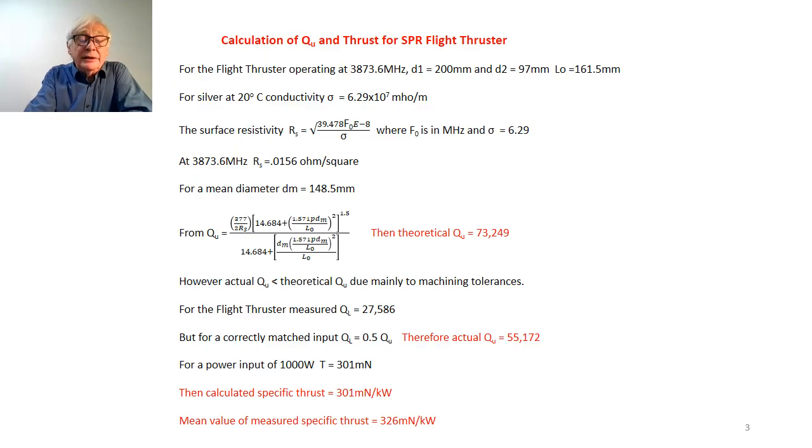If we compare this with the measured results, rather the mean of the measured specific thrusts over a large number of test runs, then that mean value comes out as 326 millinewtons per kilowatt, which is pretty close to the theoretical. Close enough for us anyway.